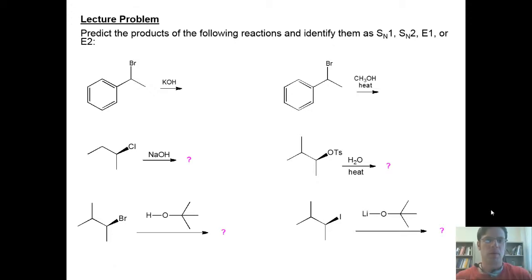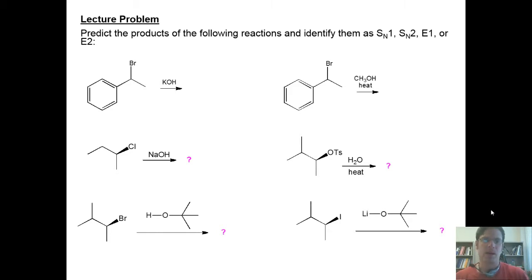Okay, in this lecture problem I show you all of these different reactions and I ask you to determine if they're going to be SN1, SN2, E1, and E2. Now in order to understand or answer these questions, we have to remember some things that I've talked about in an earlier presentation in greater detail. I'll put a link to that presentation right here in case you want to go back and review it.